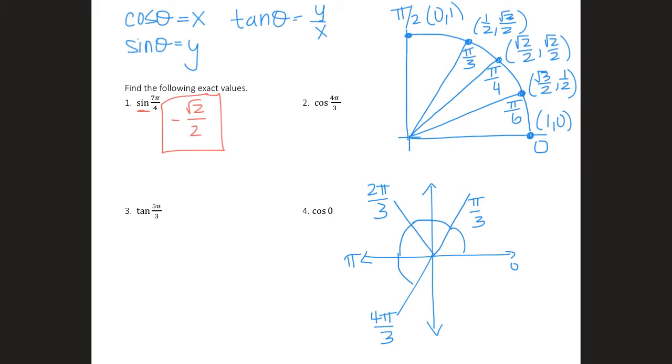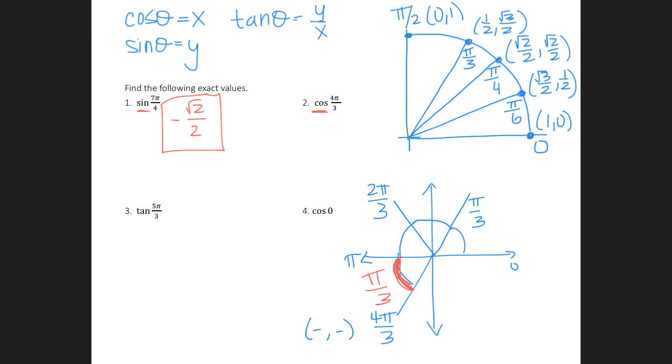In the third quadrant, the x value is negative and the y value is negative. Okay, the reference angle for 4 pi over 3 is here. That's just a third of a pi. That's pi over 3. So then I'm going to go to my first quadrant, my drawing back on the upper right corner, and go to pi over 3 because that's the reference angle.